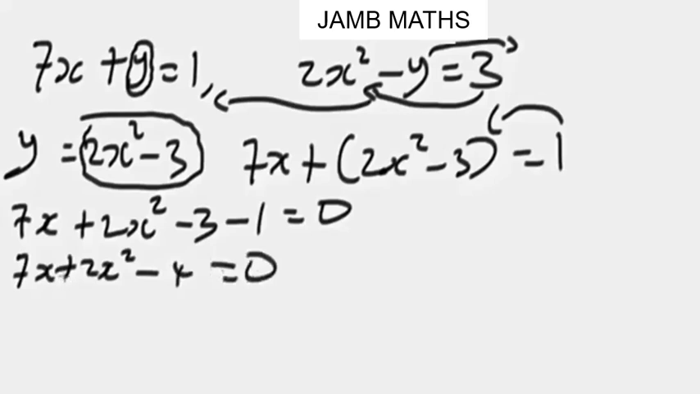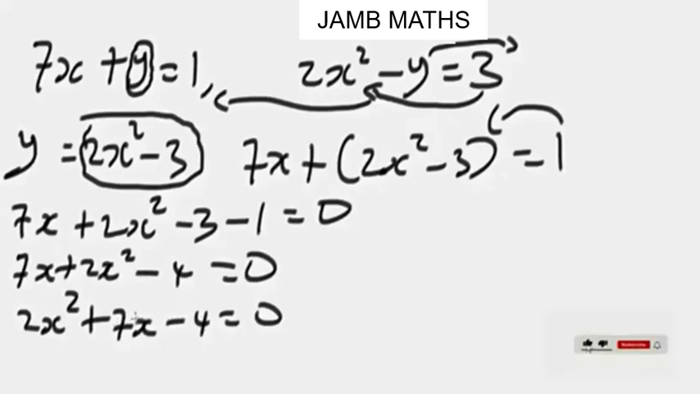So let's arrange it orderly. The leading term will come first. The leading term here is 2x squared. So we're going to have 2x squared plus 7x minus 4 equals 0. We now have a quadratic expression. So at this juncture, let's find the roots of this equation. The roots of the equation will be our x values. With them, we can find our y values.